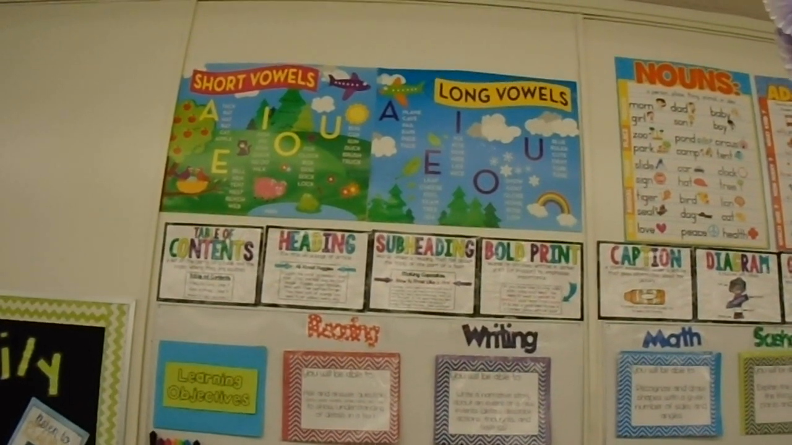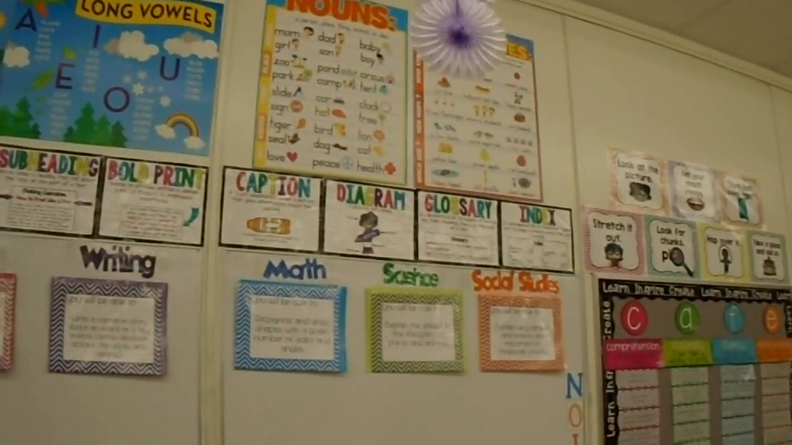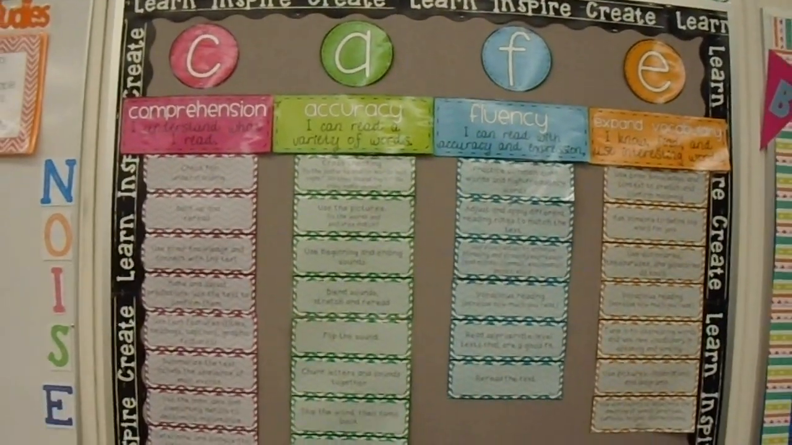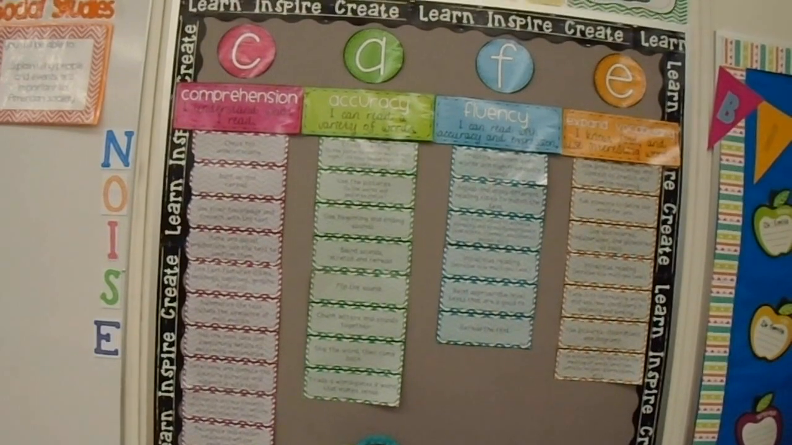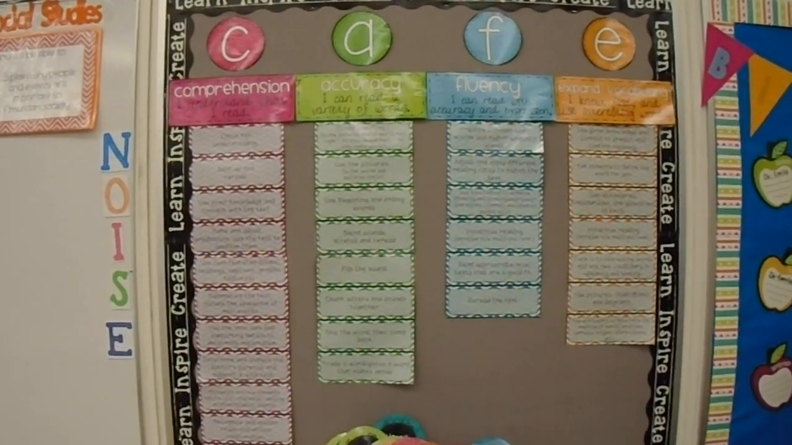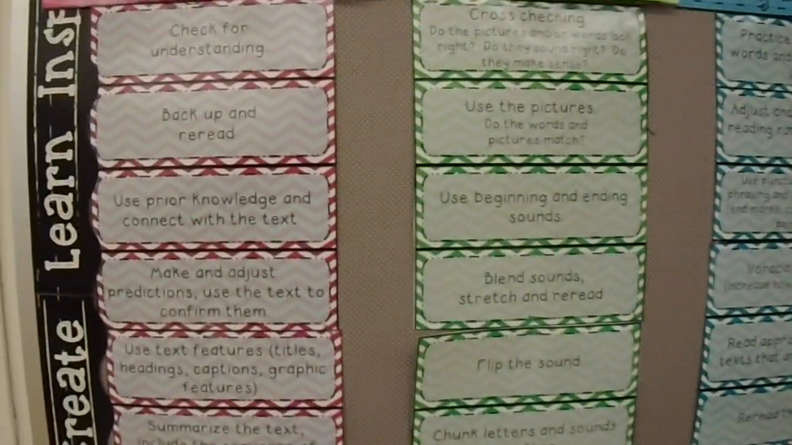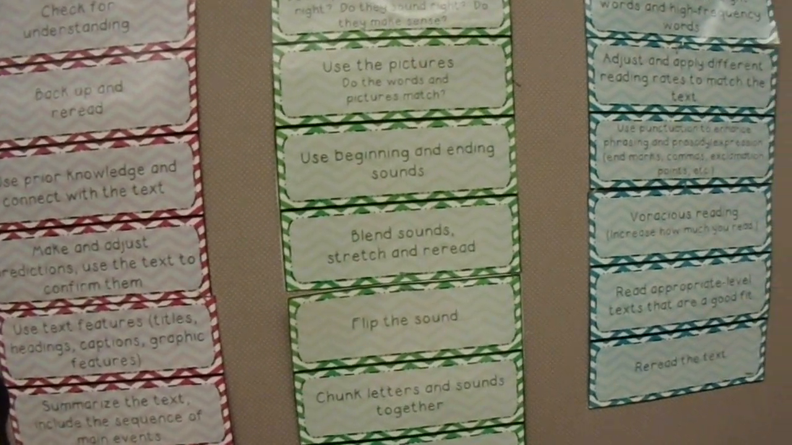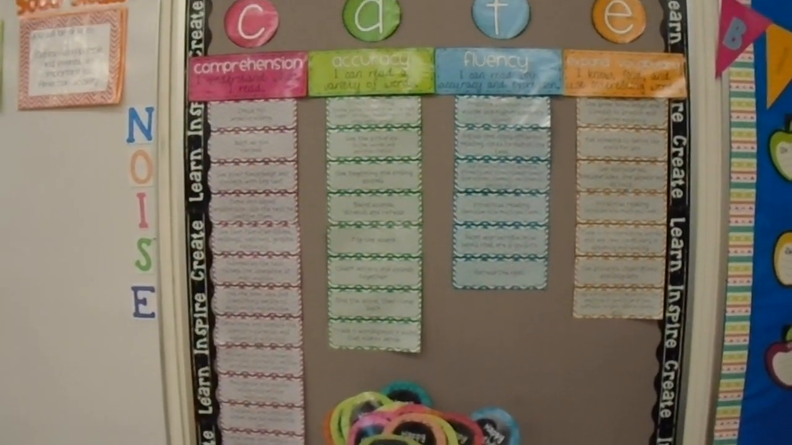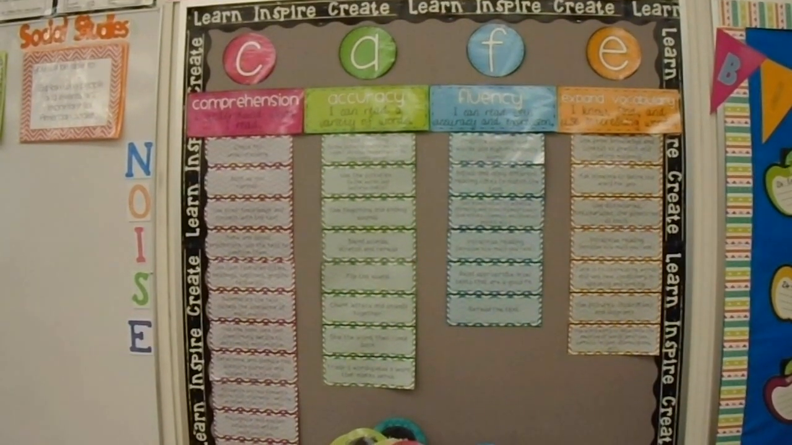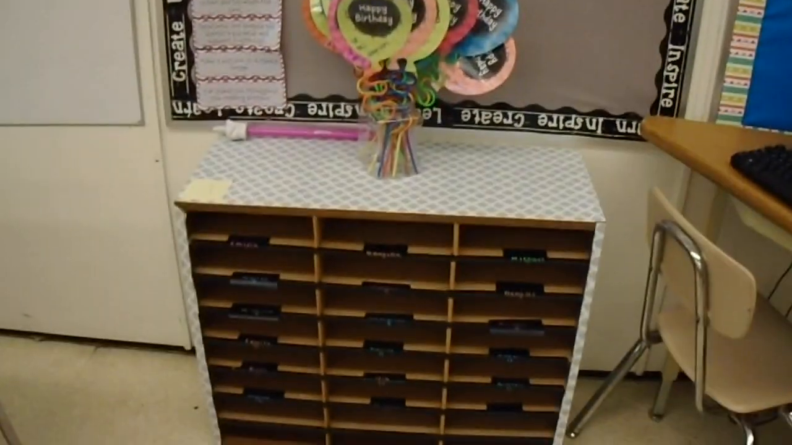Then I just have text features, and then long vowels, short vowels, nouns, adjectives, etc. posters up here. Over here I have strategies for when they come to a word that they don't know. And then of course our reading cafe board. I am going to use this for student goals this year as well. I haven't made them yet, but I'm going to have either clips or just Velcro dots where students can come over and put their number or their name next to what they want to focus on as their goal for the week. Last year it was kind of just here, but we didn't really use it that much, so I want to be able to make it more useful this year.